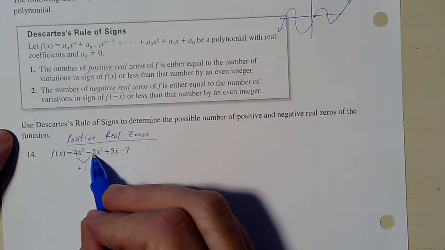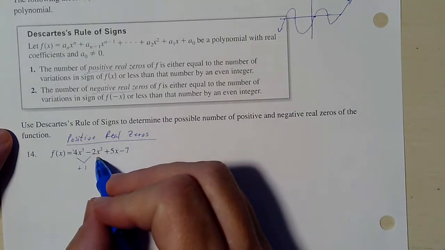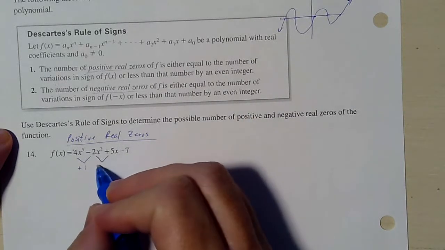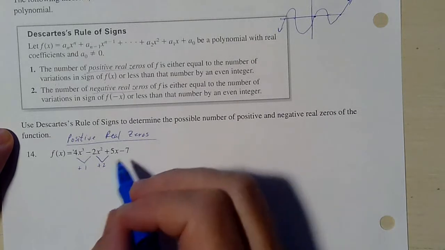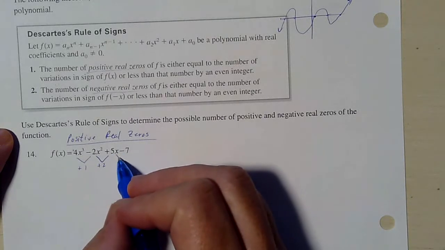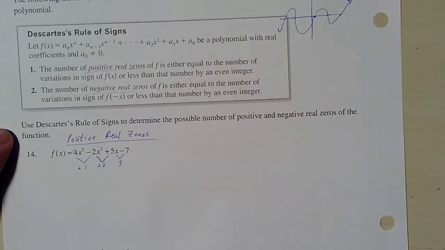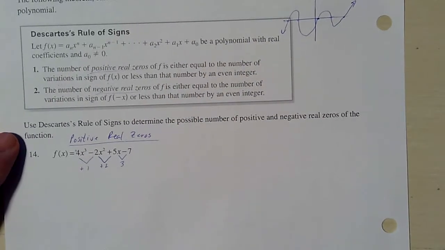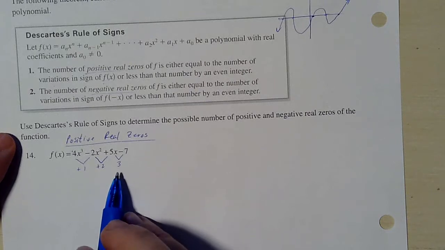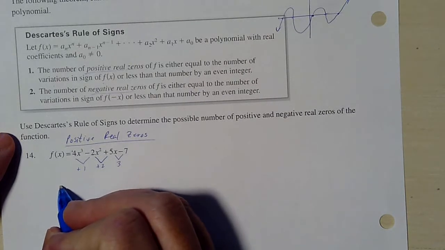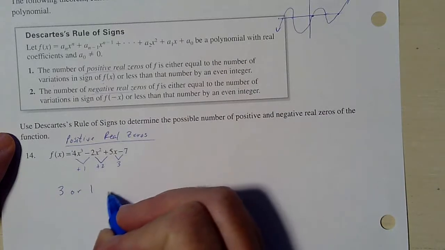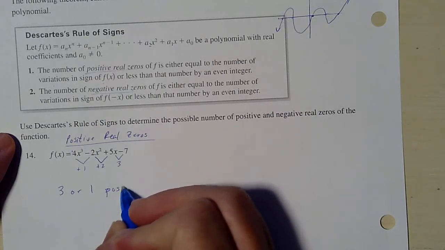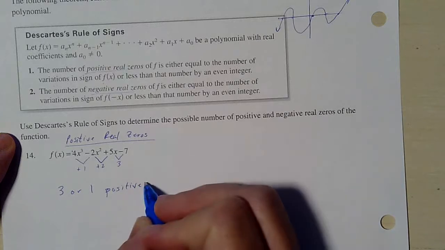All right, now from here it goes from -2 to +5. That's another sign change. So now we're up to 2 sign changes. Okay, and then we go from 5 to 7. So now we're up to 3 sign changes. All right. Okay, so here's what you do. You take those number of sign changes and you just subtract 2 from it. So we say there are 3 or 1 positive zeros.